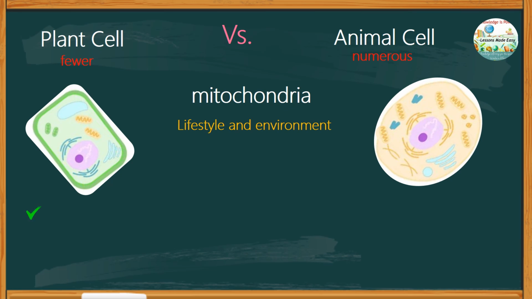Plants are generally stationary. They don't move like animals do. Animals require much energy for mobility and other types of mechanical movement. So the cells with the most mitochondria are the muscle cells.